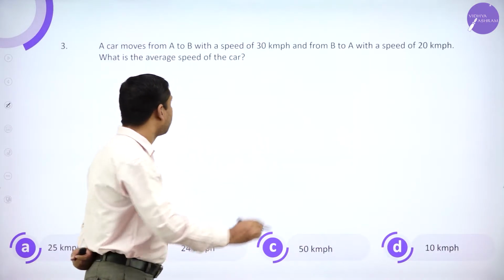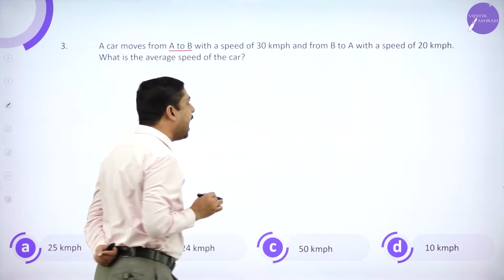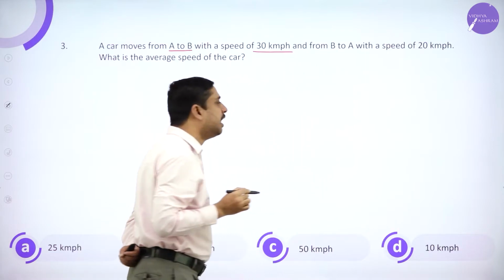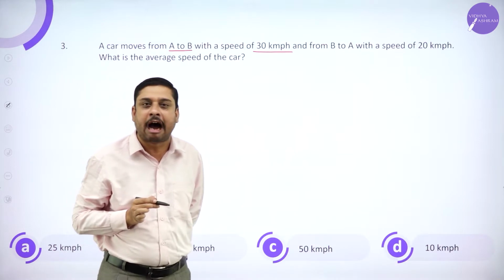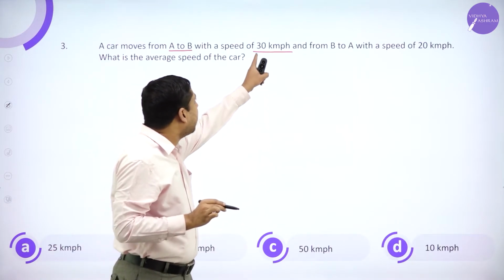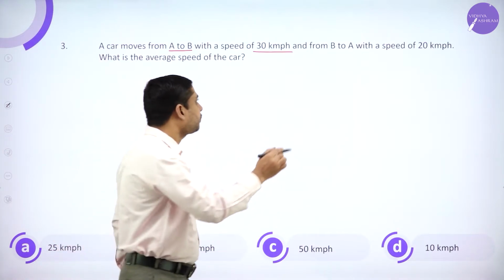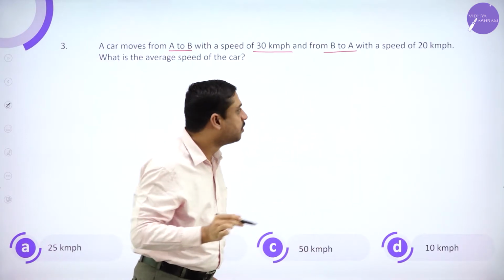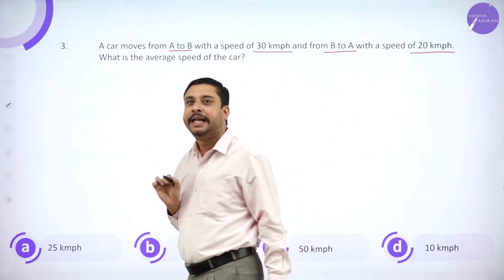Now third one. A car moves from A to B with a speed of 30 kilometer per hour, and from B to A with a speed of 20 kilometer per hour.